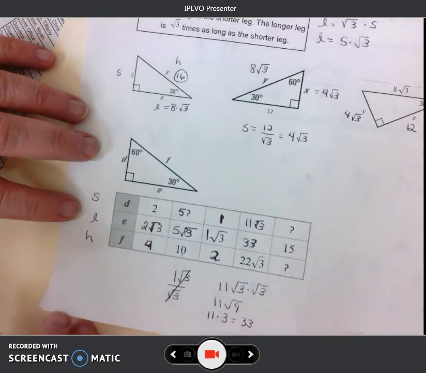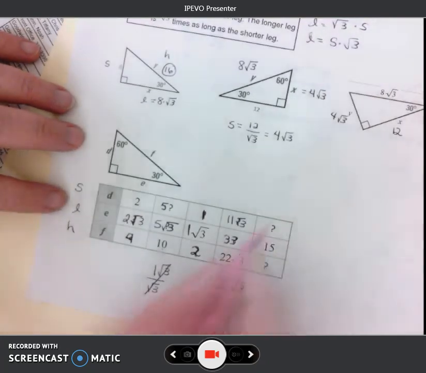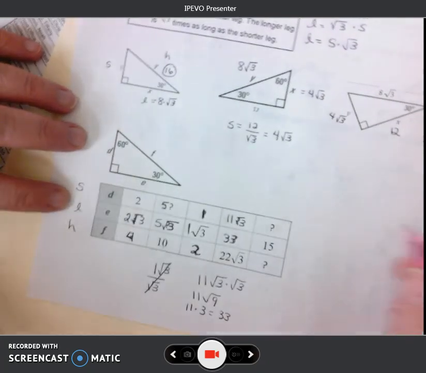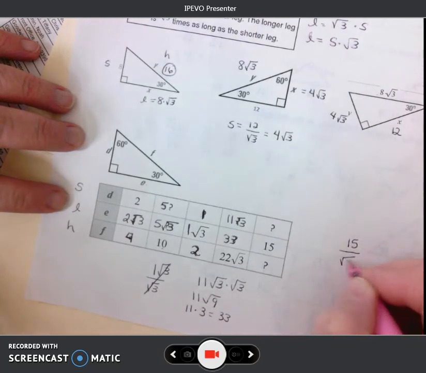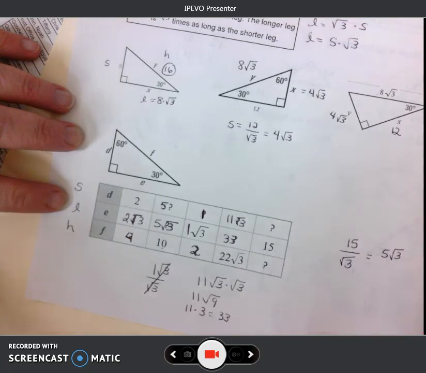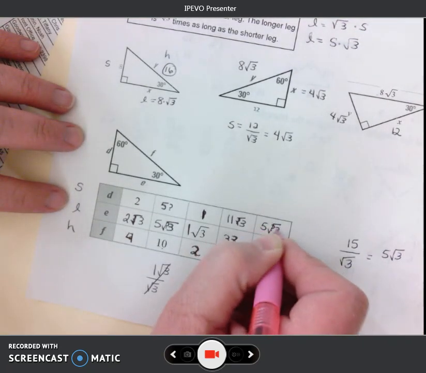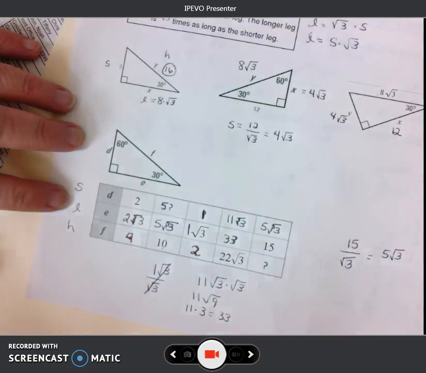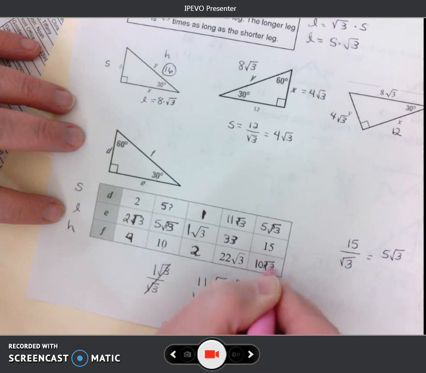And then on the last problem, we have 15 for the long leg. So to get to short, we know we're going to divide because we're going from a longer to a shorter side. So I take 15 and divide by the square root of 3. When I do that, I'm going to get 5 square root of 3. So that means that my short side is 5 square root of 3. But the hypotenuse is twice as big, so it's going to be 10 square root of 3.